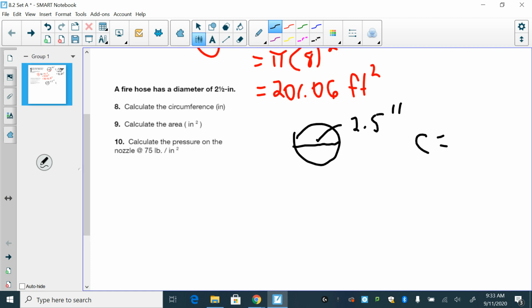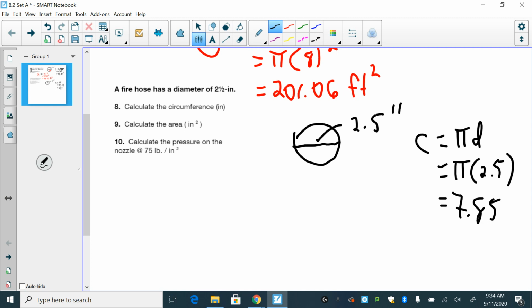If you remember, it was pi times diameter. We just did that. So I'm going to go pi times 2.5 equals, I get 7.85, and that's inches. Let's look at number 9. Number 9 was calculate the area. If you remember, that was pi r squared.